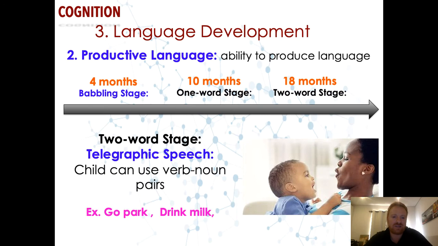Now, at 18 months, that's where we see the two-word stage. That's also called the telegraphic stage. So it's basically putting a string of two words together. It's a verb-noun pair most of the time. So instead of saying just park, they can say go park, which means I want to go to the park, or drink milk, or I would like to drink some milk, please. So they can put together these very basic sentences of verb-noun pairs called telegraphic speech.